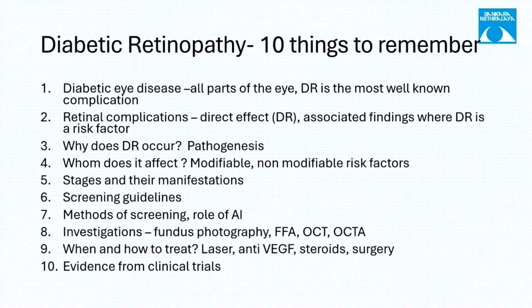Why does it occur? You need to know, mainly breakdown of the blood retinal barriers. You have various angiogenic factors, inflammatory factors. Whom does it affect? You now know the modifiable and non-modifiable risk factors, and the modifiable ones are what you need to concentrate on. What are the stages and their manifestations? Always remember that patients can present with normal vision and very severe diabetic retinopathy, and this is where counseling is important. You need to know the screening guidelines.